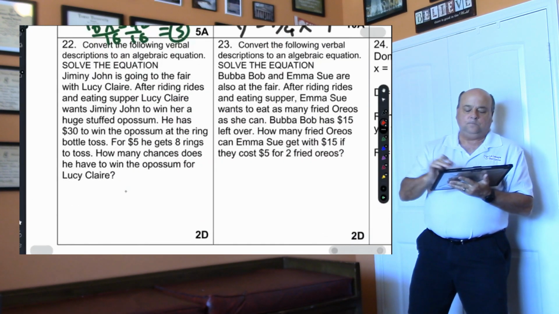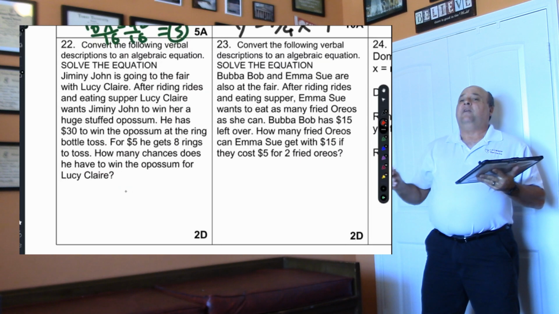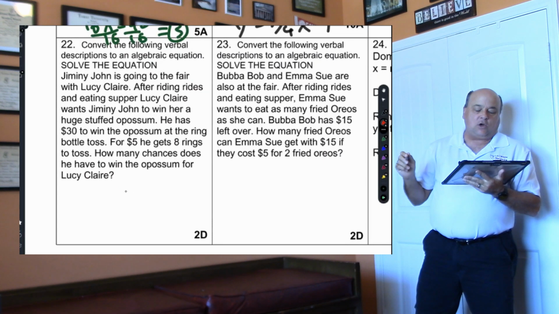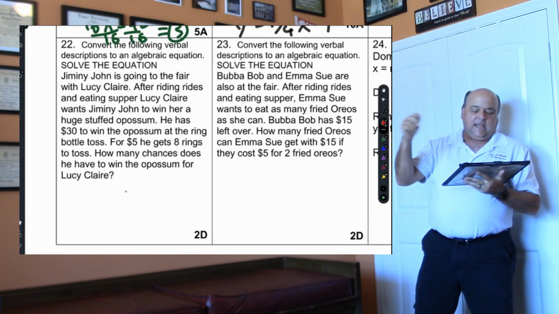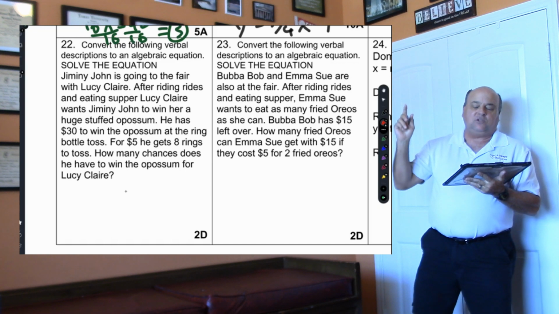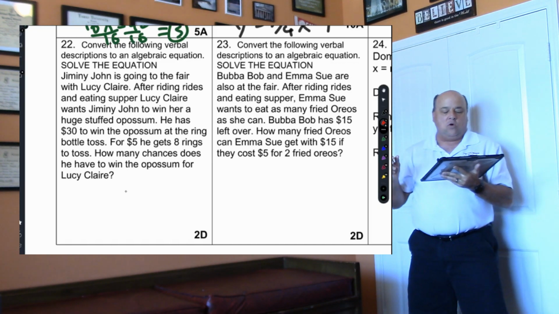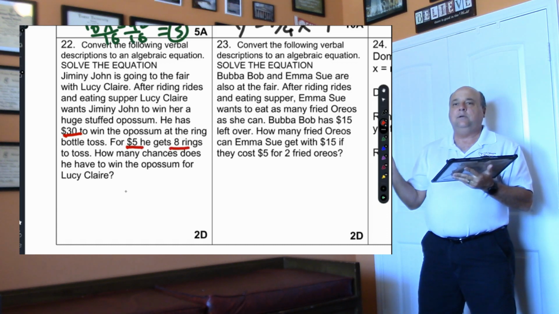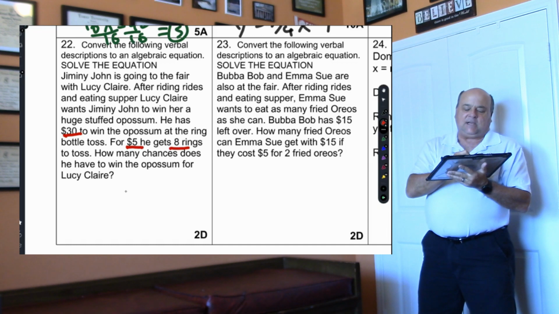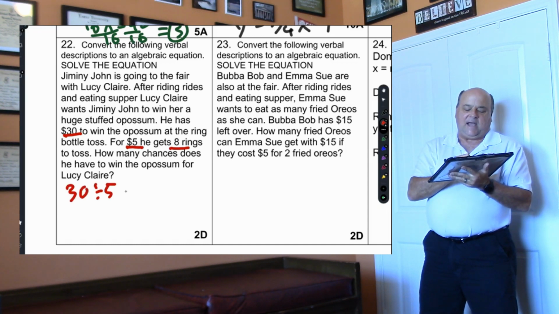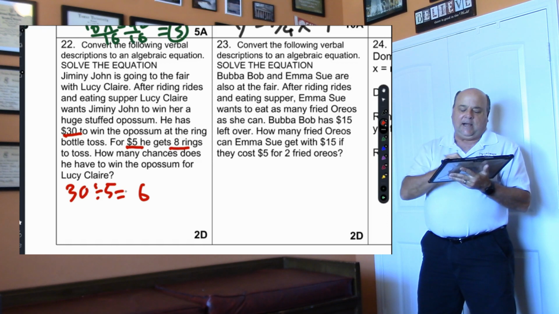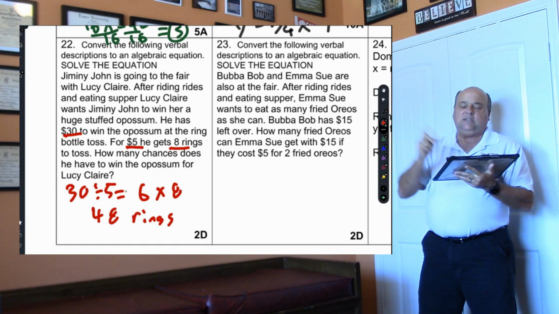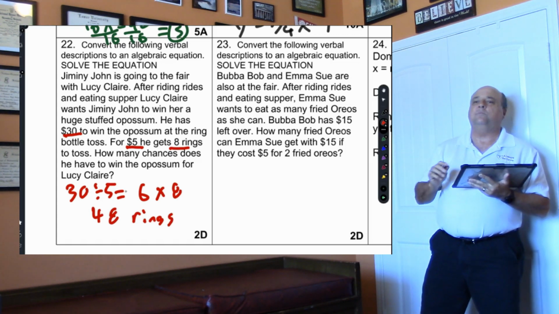I'm going to go to 22. Okay. The fair's coming up. You got to take a date to the fair. So Jiminy John is going to the fair with Lucy Claire. After riding rides and eating supper, Lucy Claire wants a giant stuffed possum. Okay, he's got $30 to win, and $5 gets him 8 rings. So think about this. How many times can he play? If you do 30 divided by 5, he could play 6 times, right? And every time he plays, he gets 8 rings. That's 48 rings. So he's got 48 shots to win that stuffed possum.